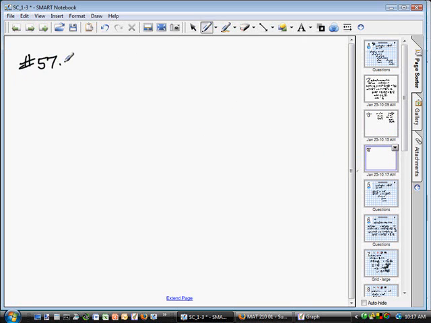Okay, 57. Find the points of intersection, one of those again. X squared plus y squared equals 25.